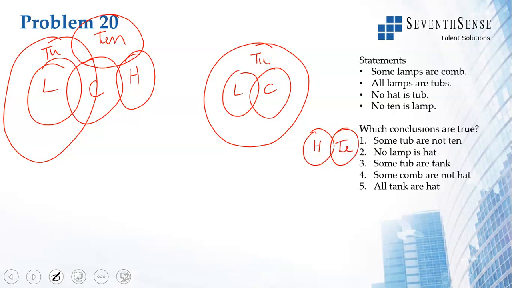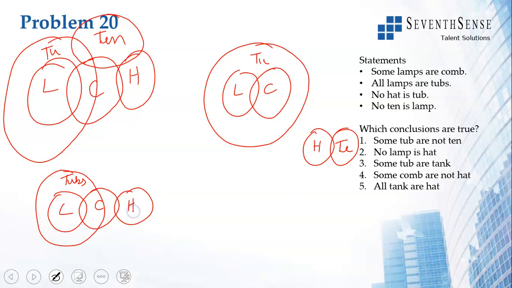Okay, second way of drawing it. Third way: some lamps are combs, all lamps are tubs, no hat is a tub, and no tin is a lamp. You remember we said if there's a diagram where all the circles are connected, the some-not conclusion will be false. Let us see if that is indeed true here.